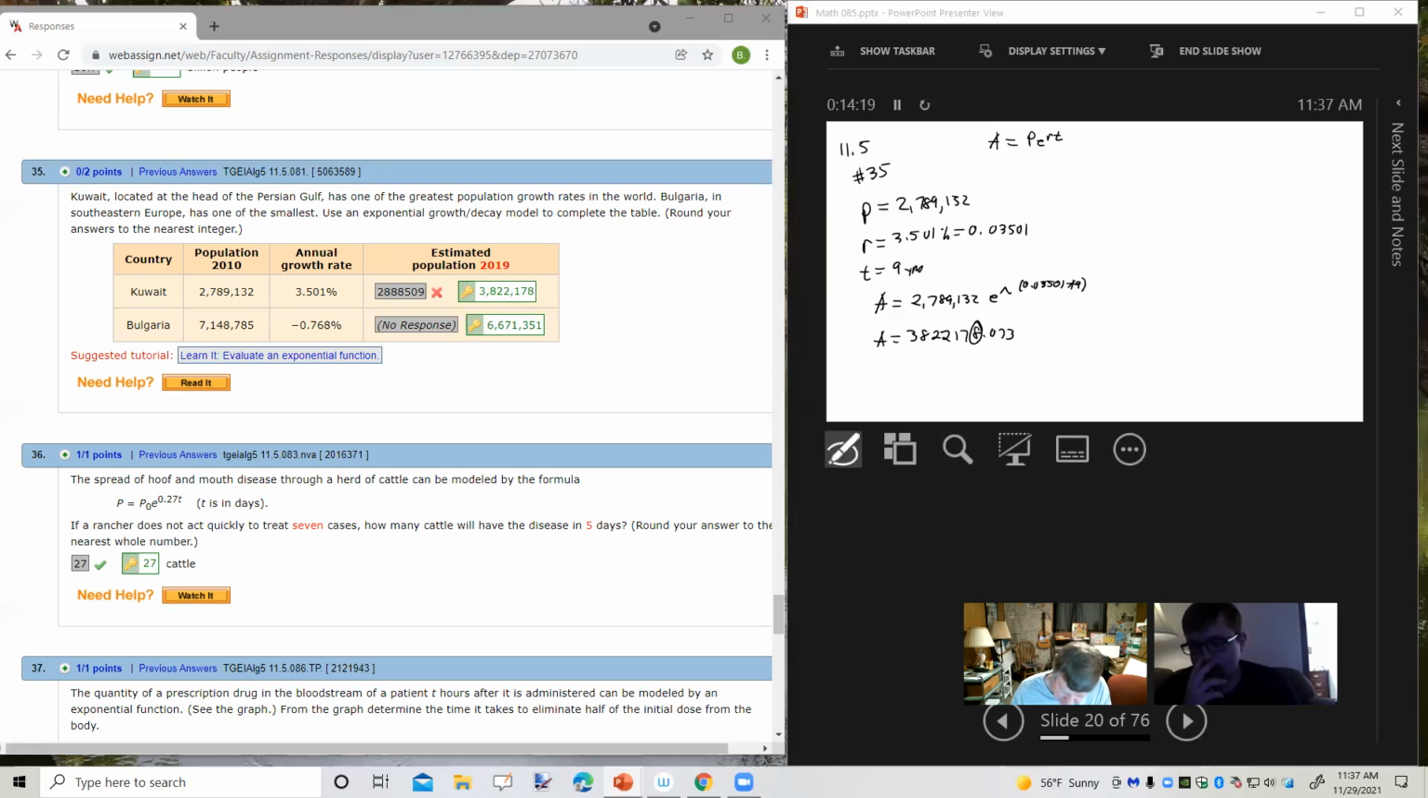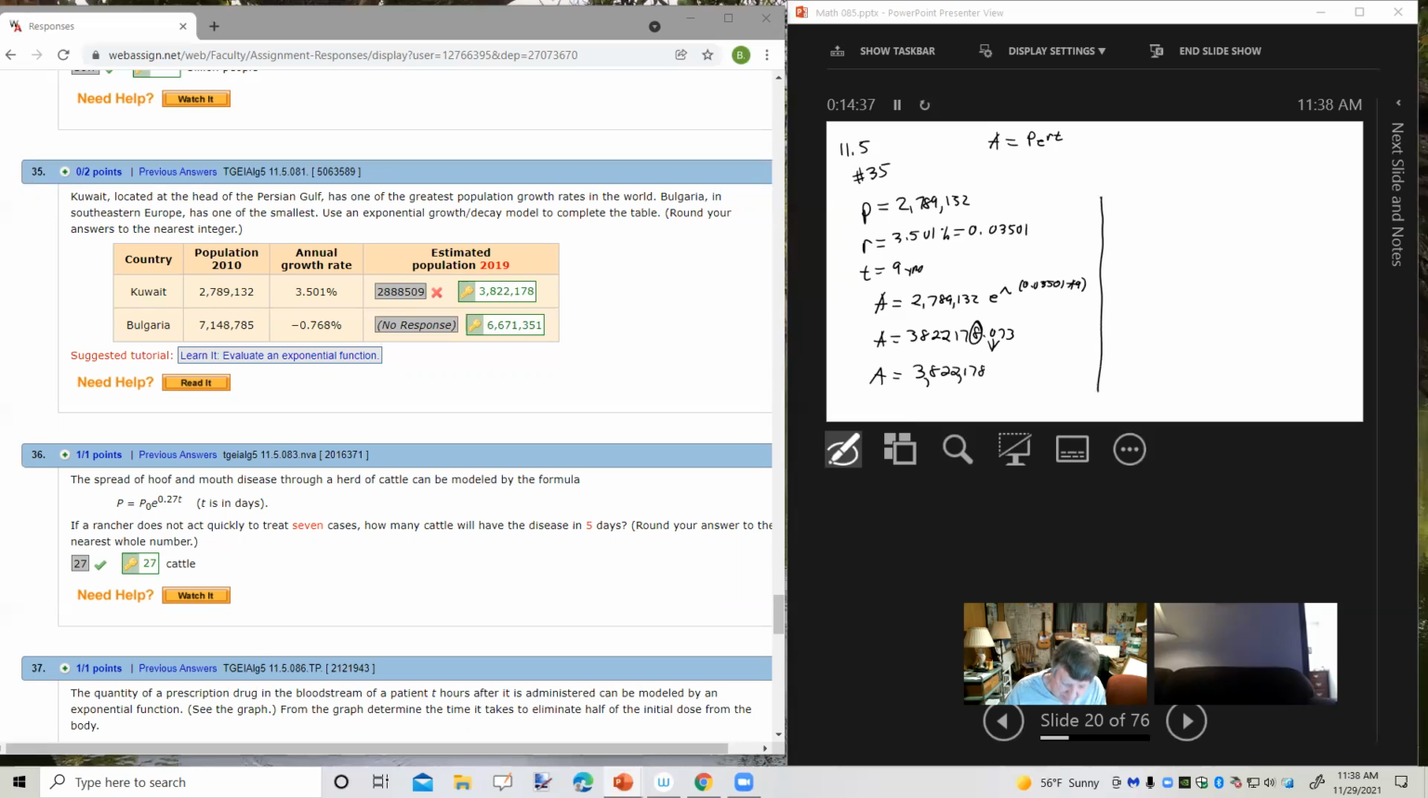3,822,178.073. This would be the nearest whole integer. The 0 would round down. So 3,822,178 would be the estimated population in 2019.